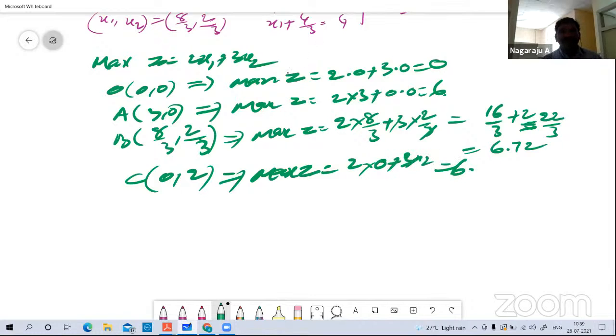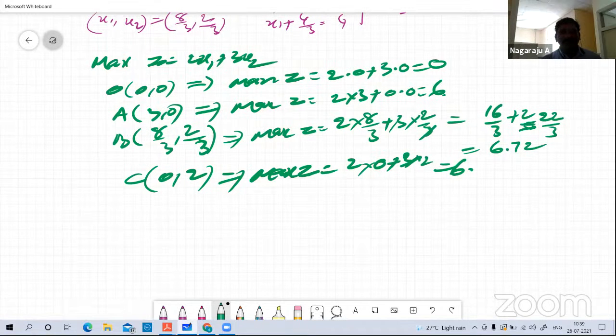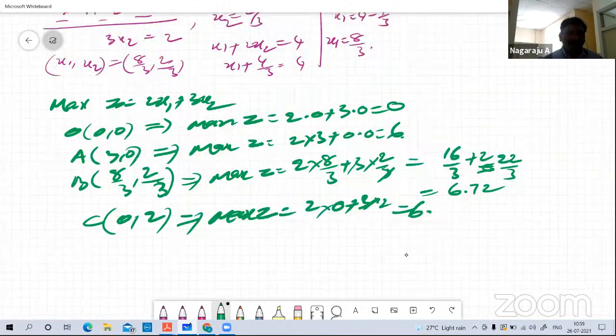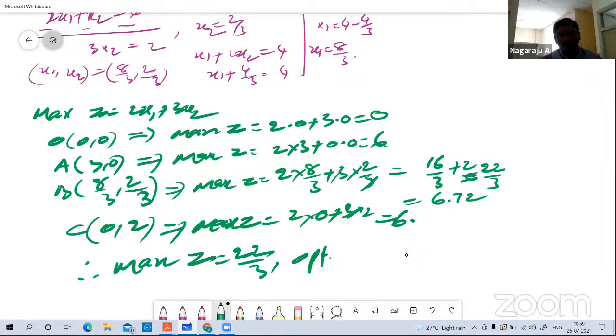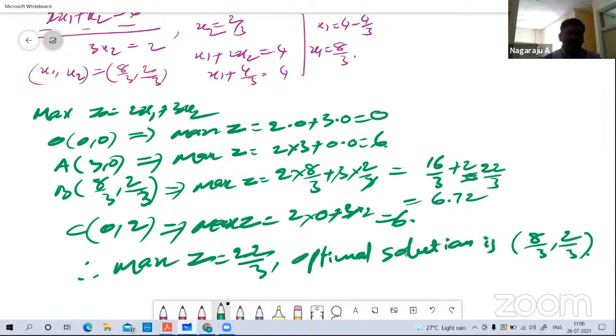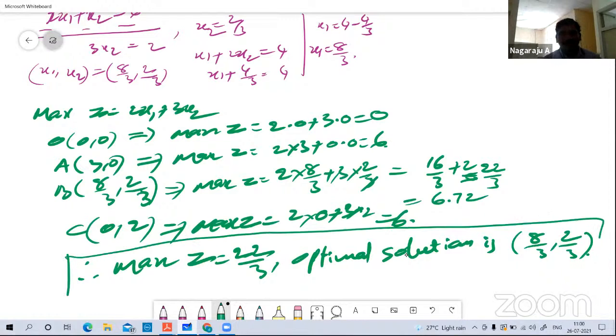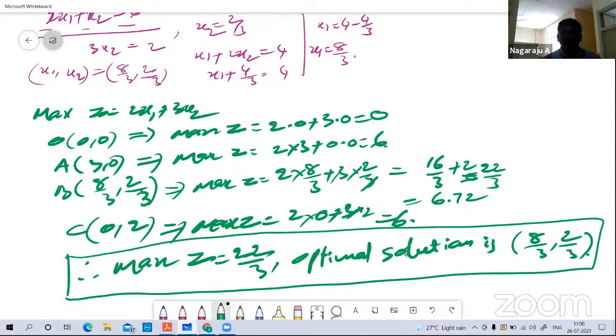So out of these, which is the maximum? Point B gives the maximum. Therefore, maximum z equal to 6.7, exactly 22 by 3, and the maximum optimal solution is 8 by 3 comma 2 by 3. This is our required solution. Once again, listen to what we did in this problem.